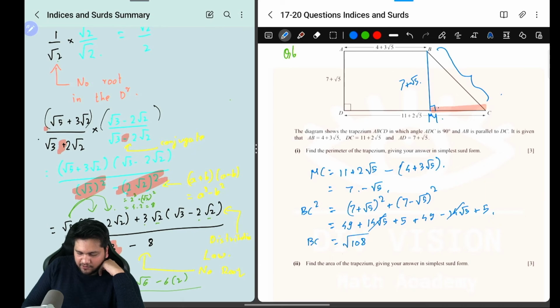But BC is going to be the square root of 108, which can be written as under root 36 into 3. And we know that square root of 36 is nothing but 6. So it's going to be 6 root 3. This would be the value of BC.